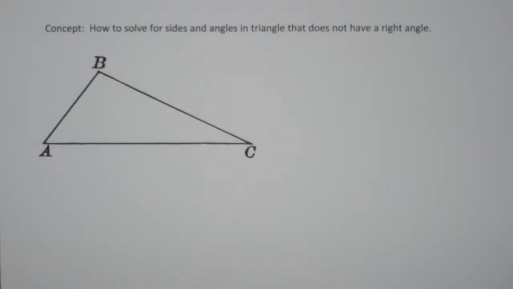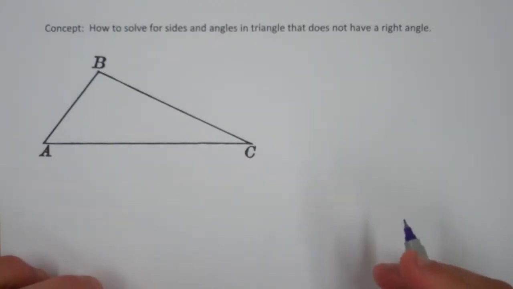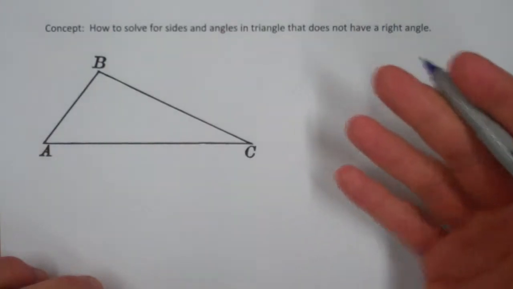In this concept video, we're going to be talking about how to solve for sides and angles in a triangle that does not have a right angle. So if you're wondering about the right angle stuff and right triangles, that would be the previous video, the first video. And this one's the second one, and we'll go over how we can go about solving for sides and angles when the triangle does not have a right angle.